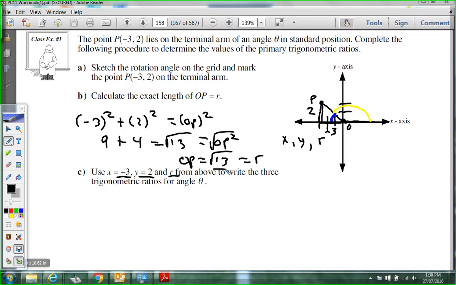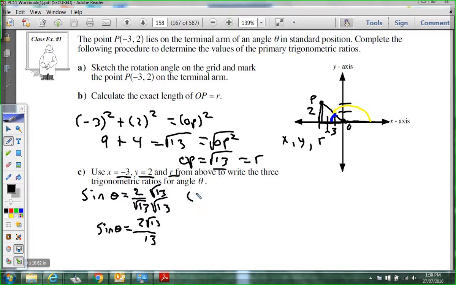So sine is Y over R. So that means it's going to be 2 over root 13. We like to rationalize that based on our radical rules. So we get 2 root 13 over 13. So that would be our sine theta.